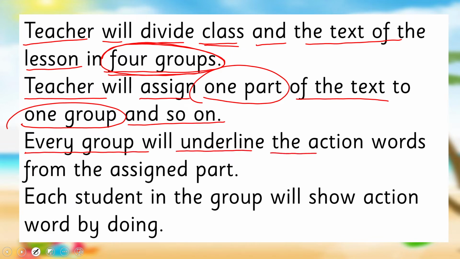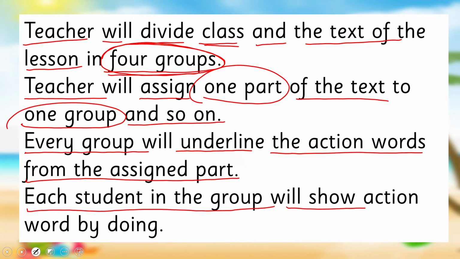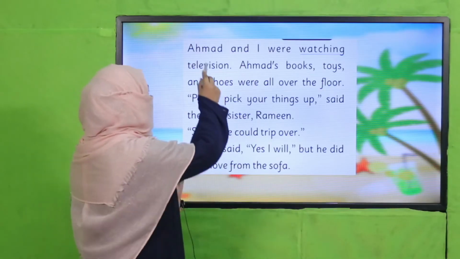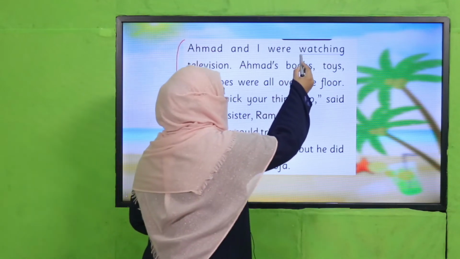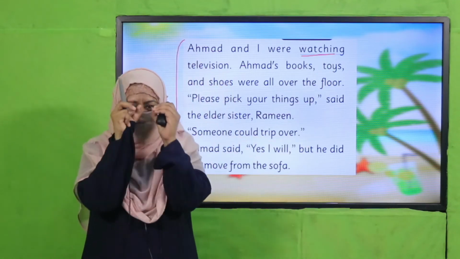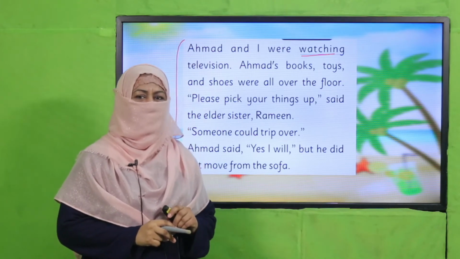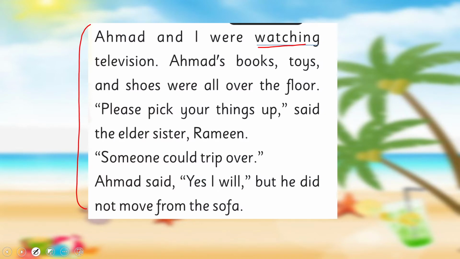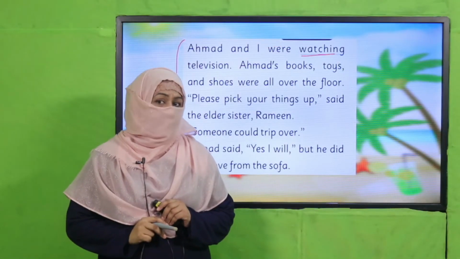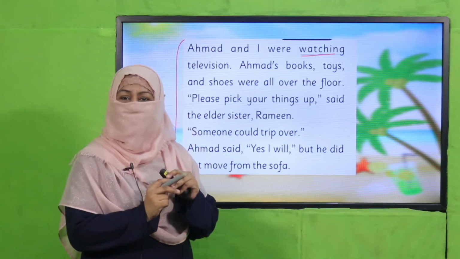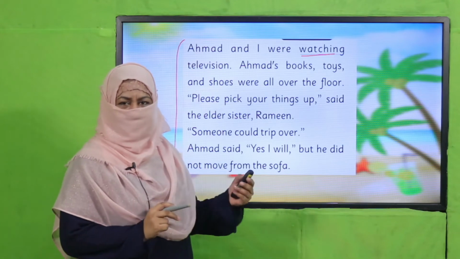Every group will underline the action words from the assigned part, and each student in the group will show action words by doing it. All right. For example, this is the part given to you, and action word here is watching. So you'll come and you'll say watching. Watching. How do we watch? And like this. Okay. So pause the video, enjoy this beautiful activity, and then come back. Yes, my dear students. Are you done with it? Good job. Now, I hope you have a vocabulary of many new action words which we did not learn first.